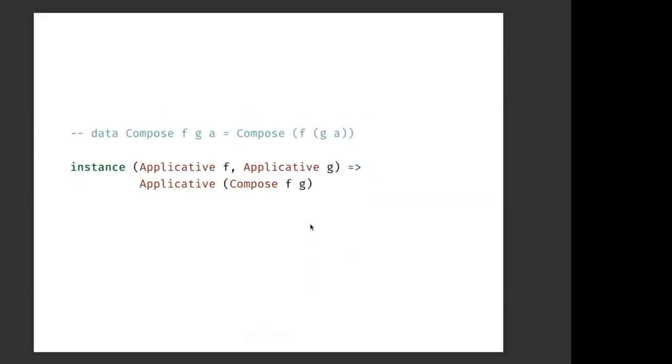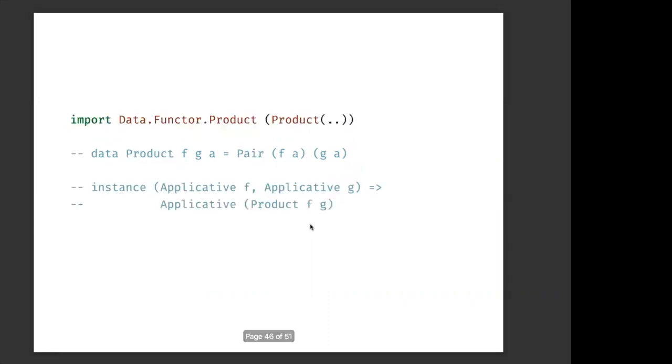So another really cool thing that applicatives have, that, for instance, monads do not necessarily have, is that applicatives compose. One way they compose is in a nested way. So compose F G A is just F of G of A. If F was IO and G was list, it would be IO list. If F has an applicative instance and G has an applicative instance, then you can arbitrarily take their nested composition, and there would be an applicative instance for that, no matter what F and G are. So that's cool.